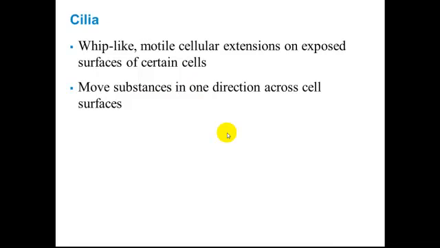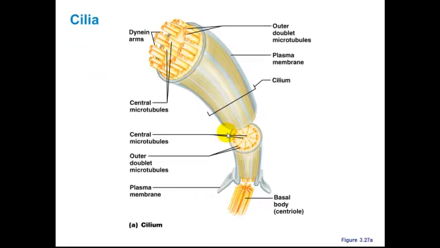We also see these within cilia. Now, cilia are whip-like extensions of the cell that are exposed to the surface only on certain kinds of cells. These help to move substances across the cell in a single direction. And the way these relate to centrioles is the basal body, the part that actually hooks the cilia in place, is a centriole. The cilia itself is made of microtubules and these other proteins called dynein.